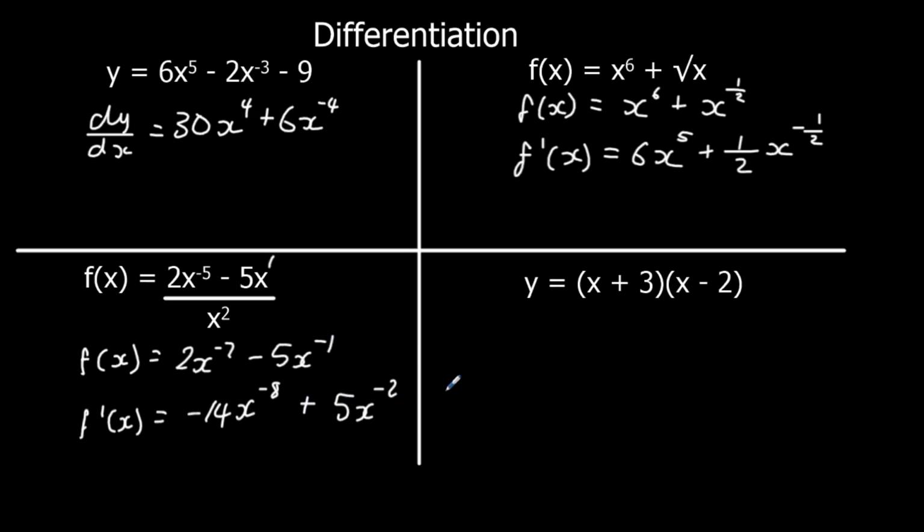So it's the same process over and over again. For differentiation, times by the power, take 1 off the power. Over here we need to expand the brackets first. So that will give us x squared minus 2x plus 3x, so plus x minus 6. And then dy dx, the same process again. So 2x, think of this as 1x, which will go to just 1.